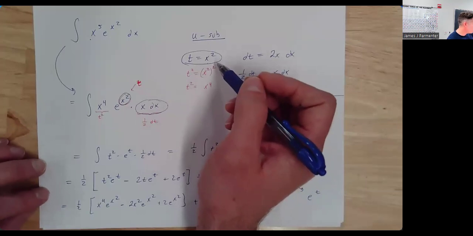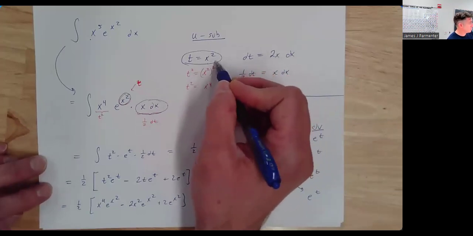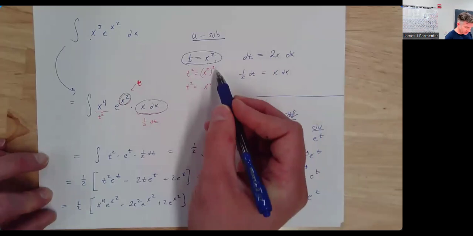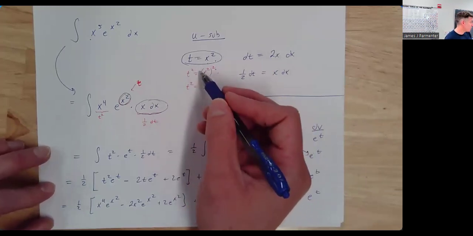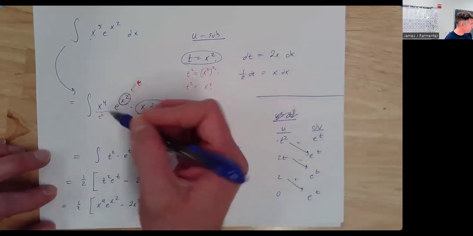Well, I squared it, but I can't just square one side of the equation. I have to square both sides. So I squared both sides and said, oh, x squared squared, which is x to the 4th, is equal to t squared. So that's how I was able to replace that one.